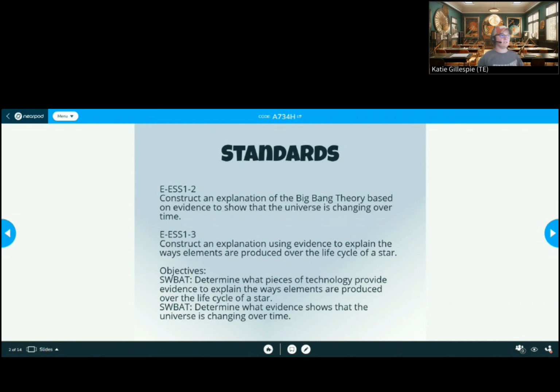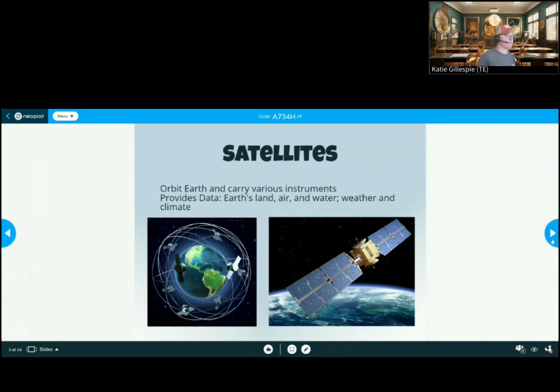Construct an explanation to 1-3 using evidence about the life cycle of a star and what elements are produced. And this is a very chemistry driven concept here. There's one piece of technology in particular that we're going to talk about that chemistry teachers would love to learn about and get their hands on for sure.